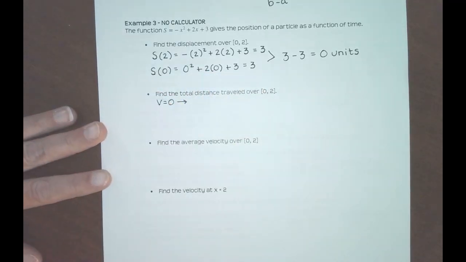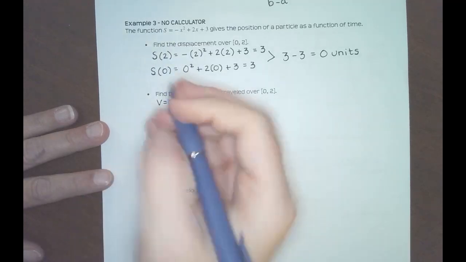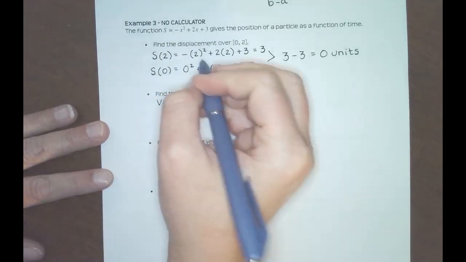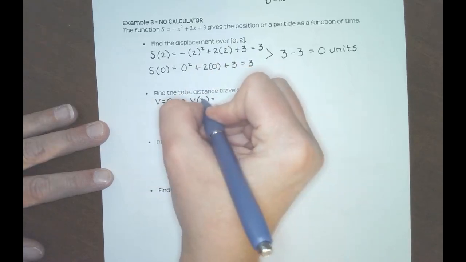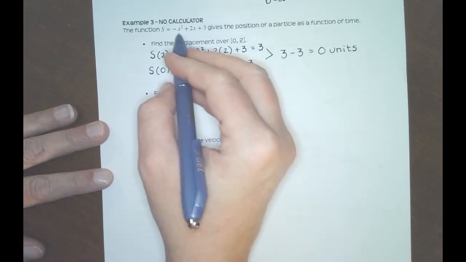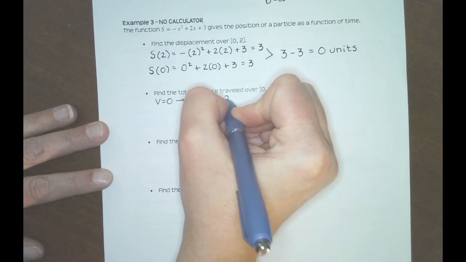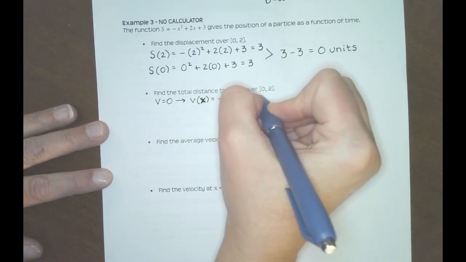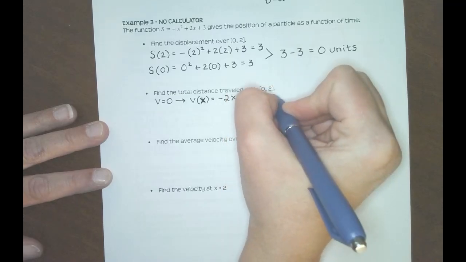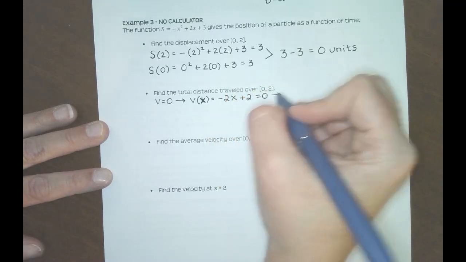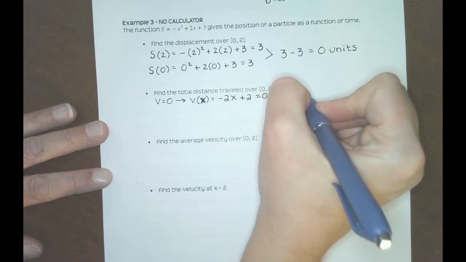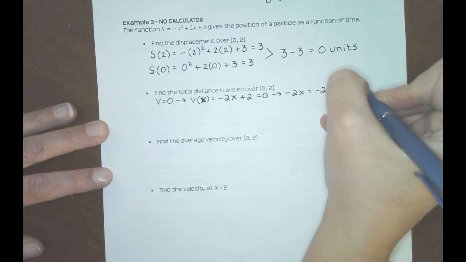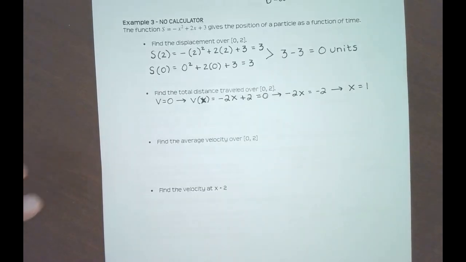Well, I guess for that I'm going to need a velocity function. So let's see, that would be v of t, I guess it would be v of x because we're using x here. Negative 2x plus 2. The 3 goes away, and I want to know when this will equal 0. Subtract the 2, so I get negative 2x equals negative 2. And this tells me that that's happening at x equals 1.